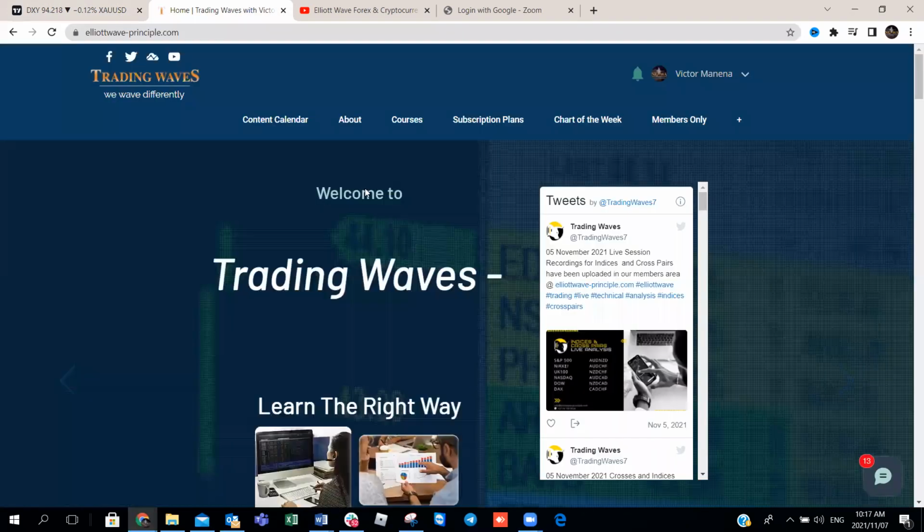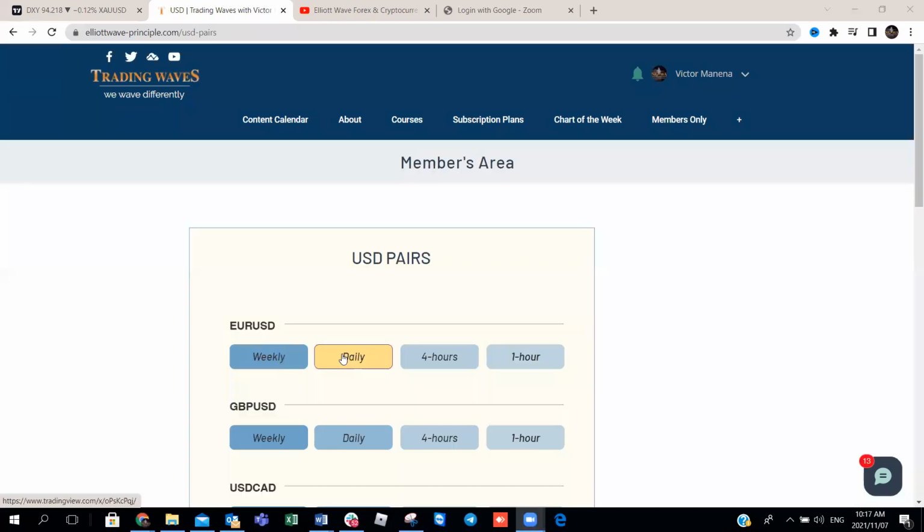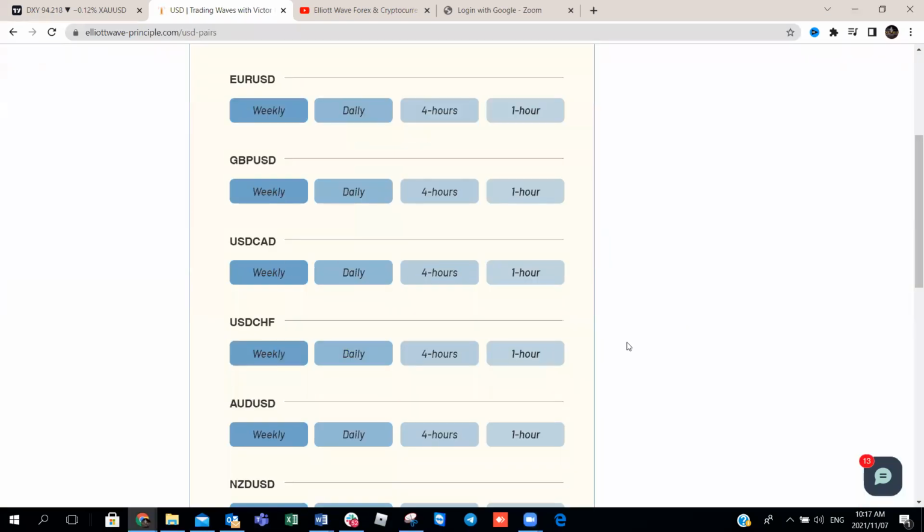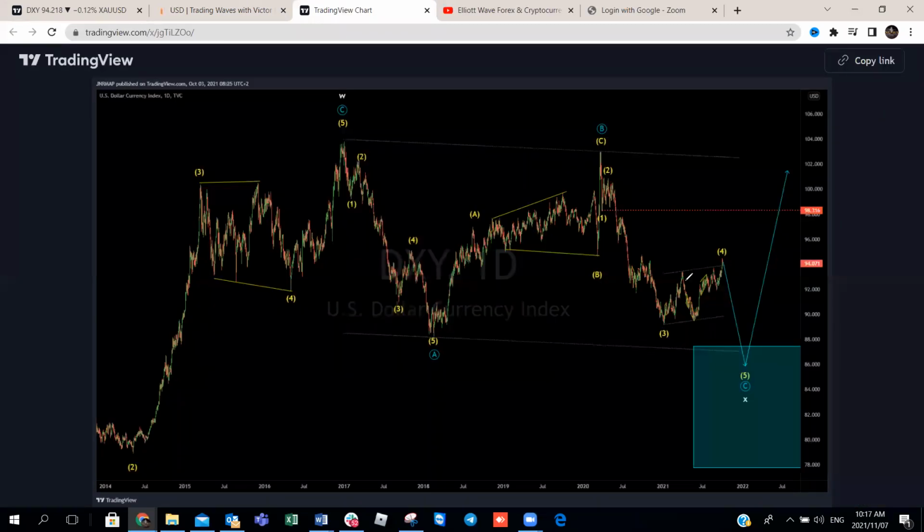Let's show you the structure here. Let's show you the chart. I'll show you a daily chart on the DXY, just to give you a perspective. So that is the chart on the DXY. We're simply looking for this. You see here, we're looking for that reversal there. That is on the daily.